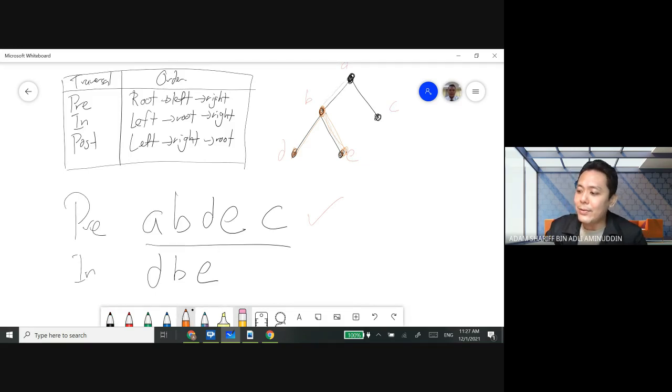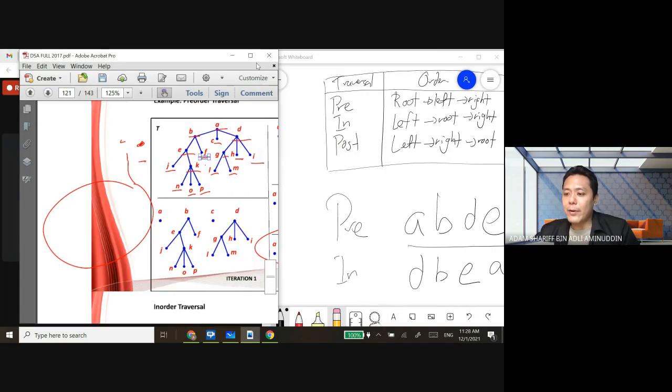You travel back to A, which is the root. You prioritize the root. Then you finish with left. So D, B, E with right. You finish with right. So the final in order traversal, it will be D, B, E. You go back to A and you finish with C. Yeah, left, root, right. So let's try to apply to a larger scale of the problem.